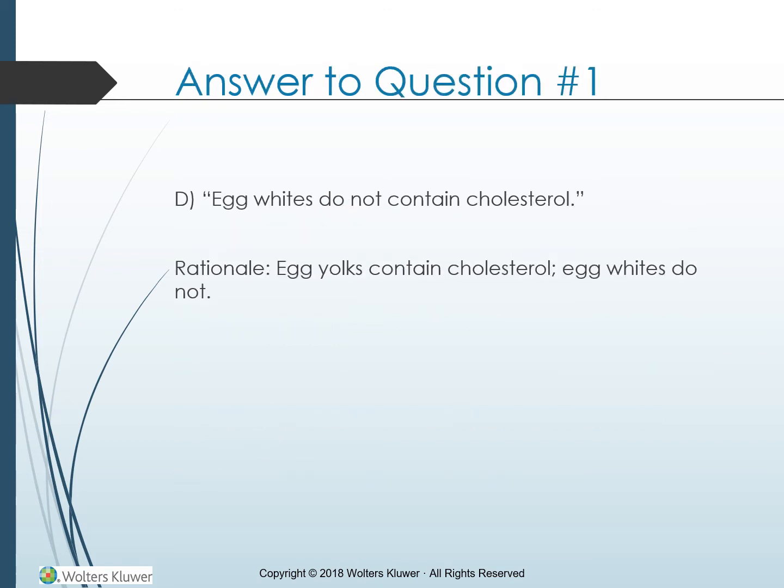The answer is egg whites do not contain cholesterol. Egg yolks contain cholesterol. Egg whites do not. And remember, there are some fish that do contain high amounts of cholesterol and fat.